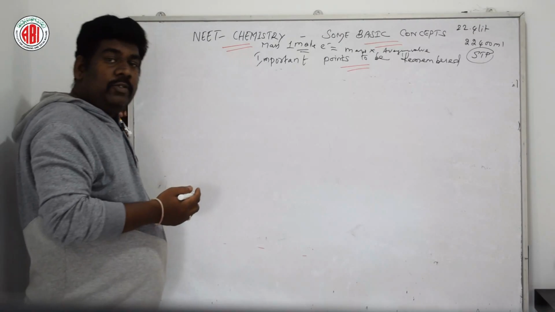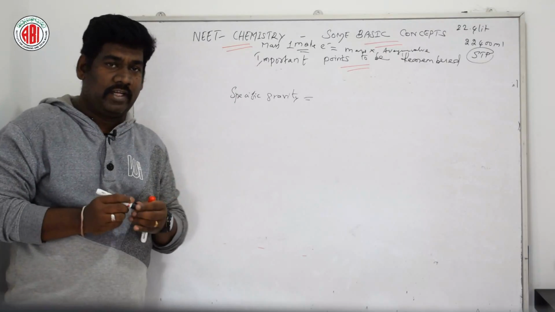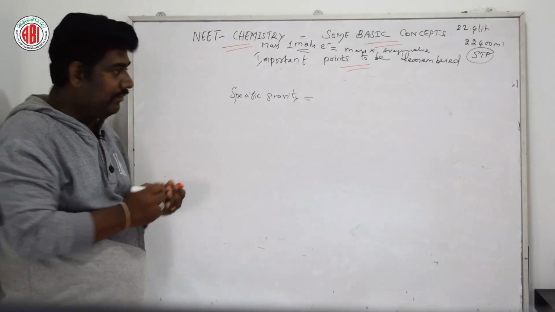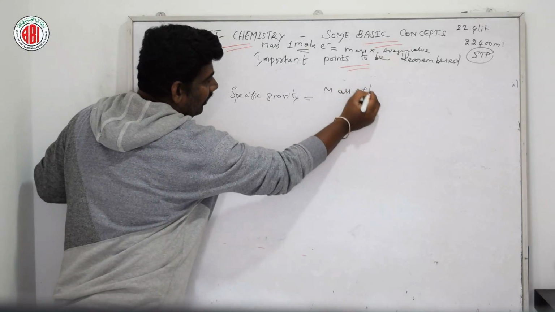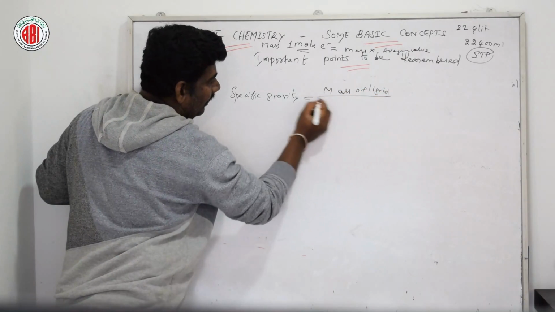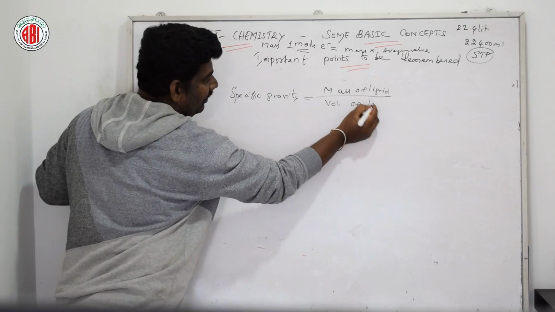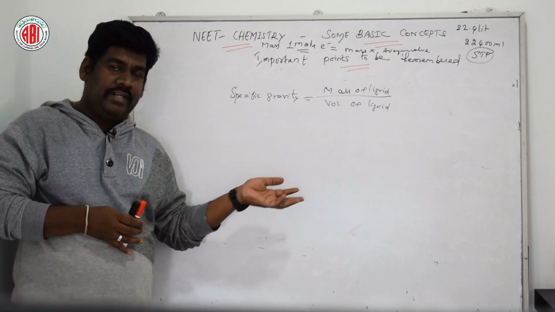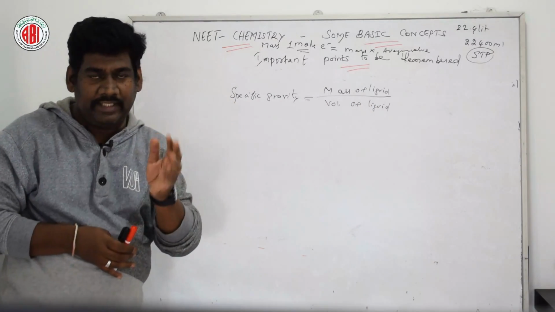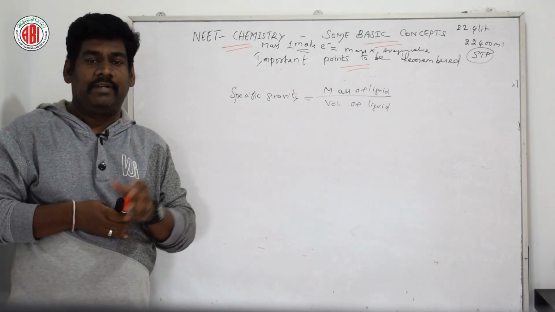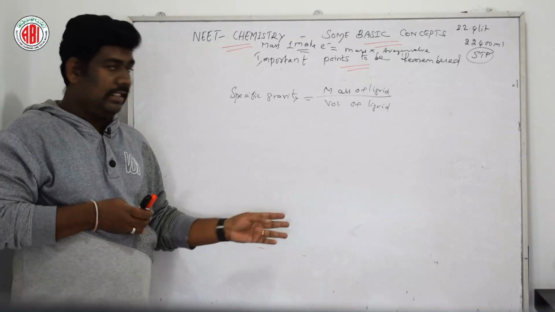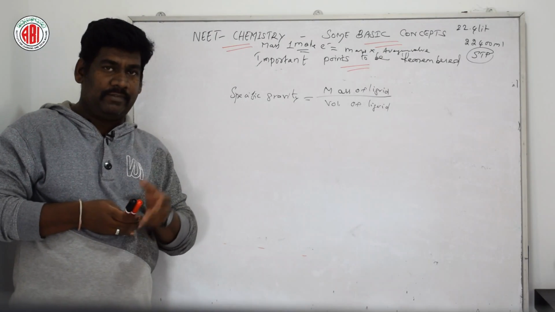Next, when we are discussing specific gravity, we use the formula mass of the liquid by volume of the liquid. Then vapor density, which we have just discussed, is the mass of the volume of the given gas by the mass of the same volume of hydrogen. These are the simplest forms of the formulae.